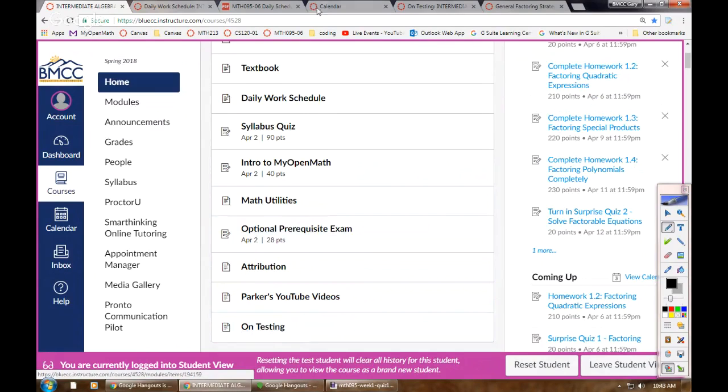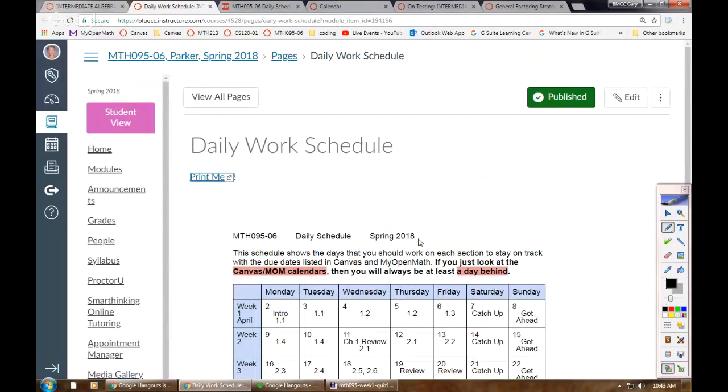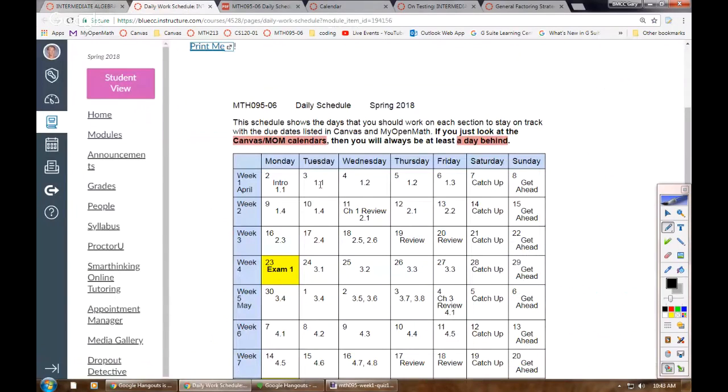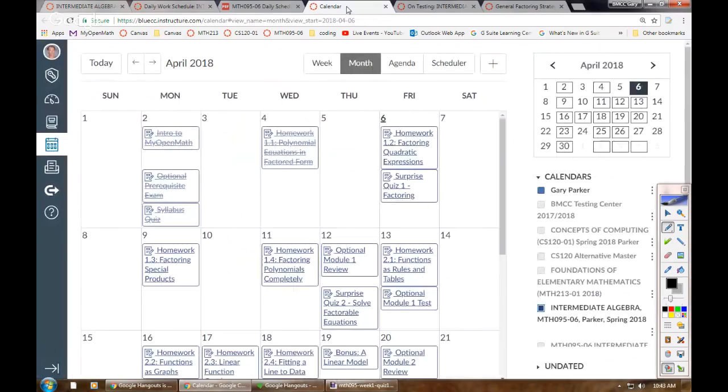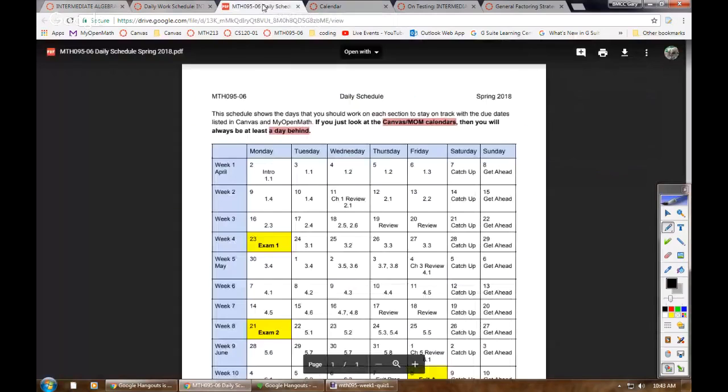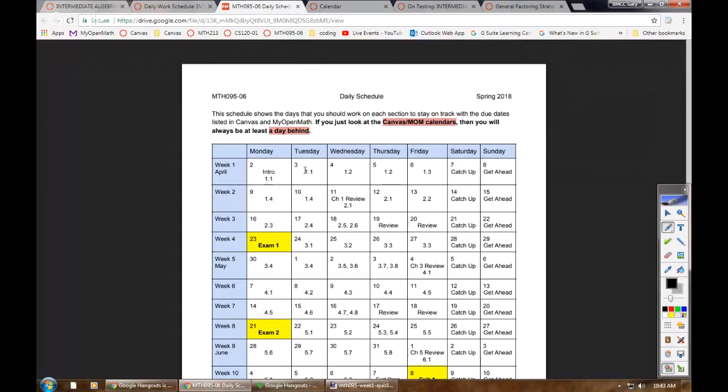So first, the daily work schedule. That page shows what I expect you to work on each day. And you should notice, as I mentioned before in a video and a message, that it is slightly different than the Canvas calendar. Why is that? Well, these are the days I expect you to do stuff. So for example, I expect you to finish section 1-2 yesterday so that you can be working on 1-3 today.